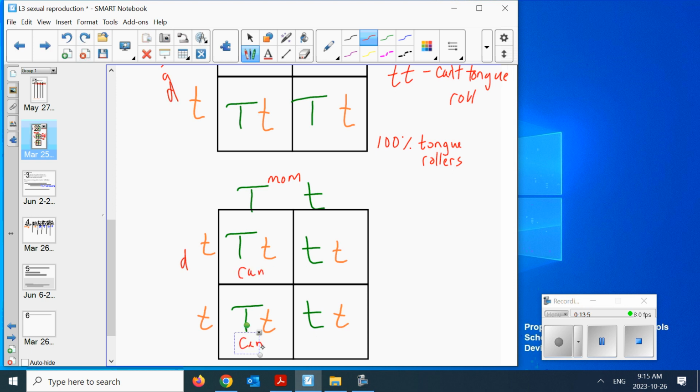So the other one, though, do you see? You can, because there's a big T. I'm going to say you can't, and I'm referring to tongue. You can. So there's 50% chance you can roll tongues, 50% chance you can't roll.